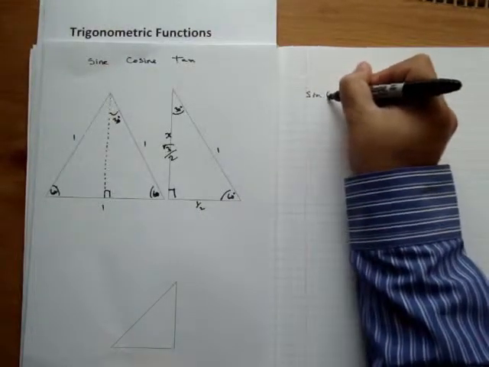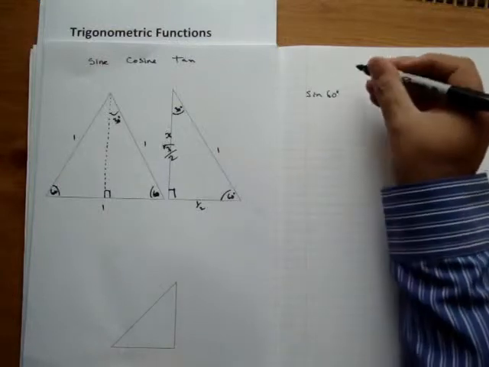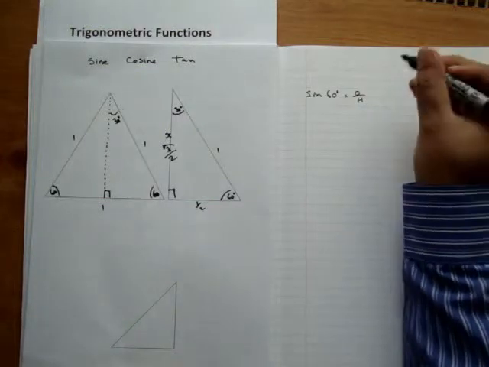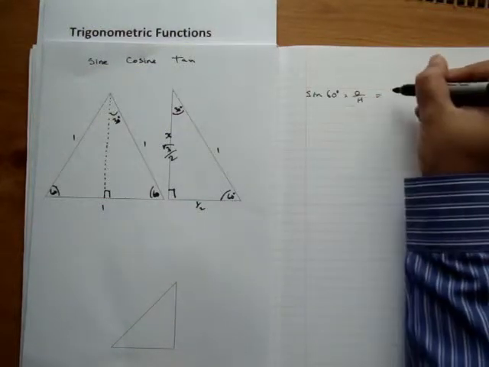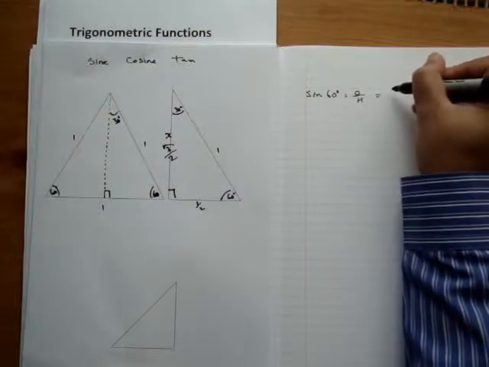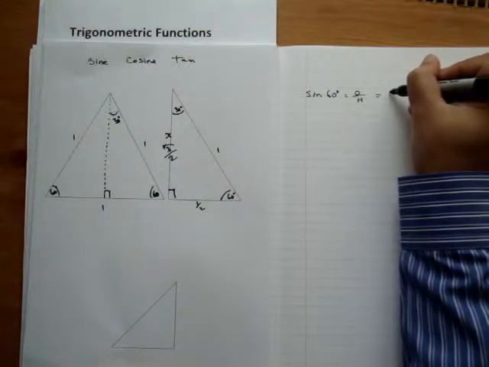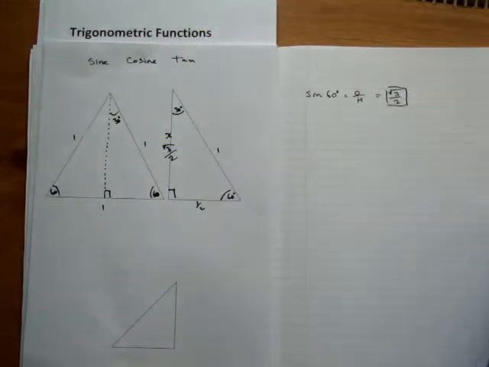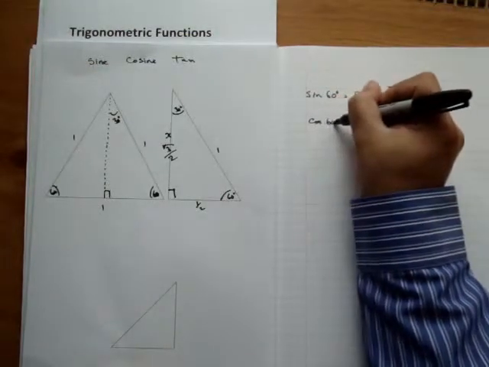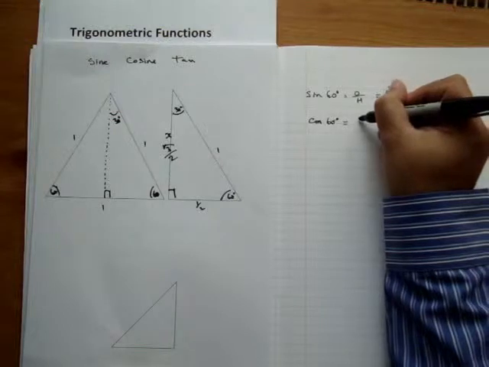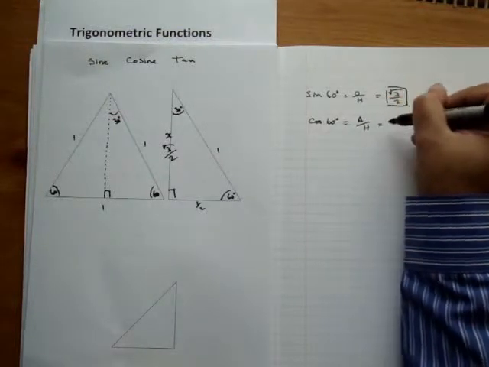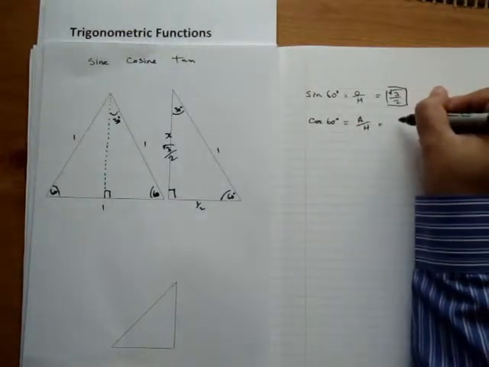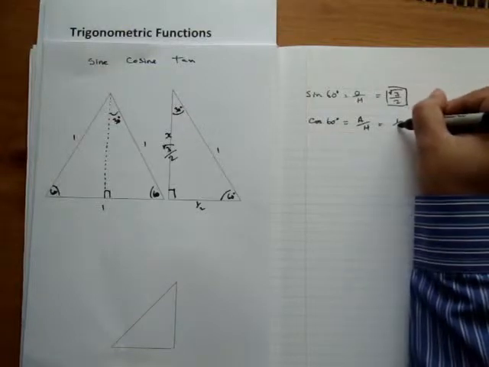Sine of 60 degrees, if we look at this triangle, is the opposite over the hypotenuse. So the opposite is square root of 3 over 2 divided by 1, which would just be square root of 3 over 2. Cosine of 60 degrees would be the adjacent over the hypotenuse. So the adjacent to 60 degrees is a half and the hypotenuse is 1, so that would remain a half.